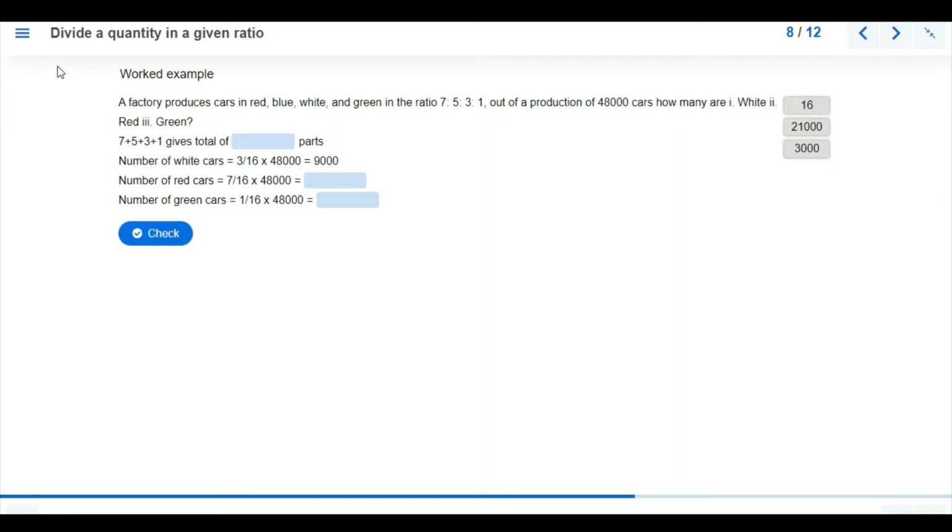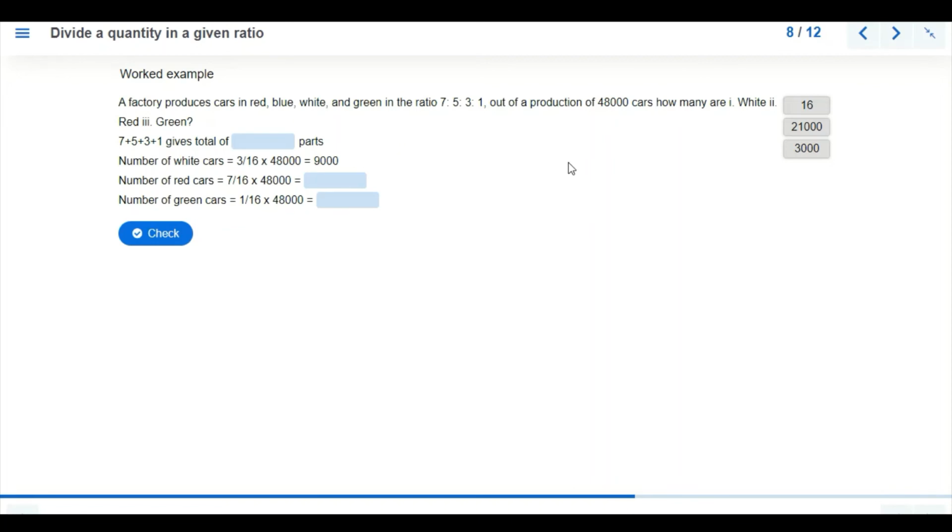So for us to know the number of white, red, and green, what we need to do is add up all the ratio. That is 7 plus 5 plus 3 plus 1, and the total answer should be 16. So by the time you have 16, then we are now to divide. We are looking for white now. So we pick the ratio of white here. The ratio of white is 3. So you pick 3, then you divide 3 by 16, then multiply by 48,000. Then we get the number of white cars.